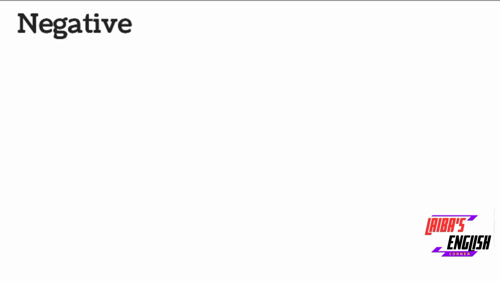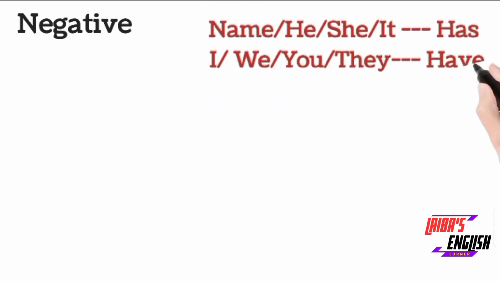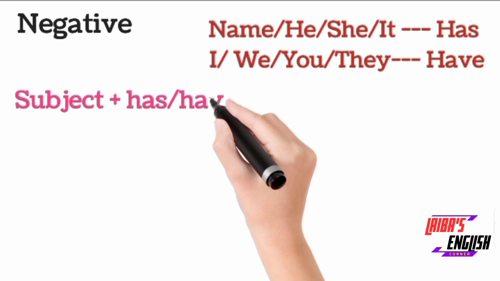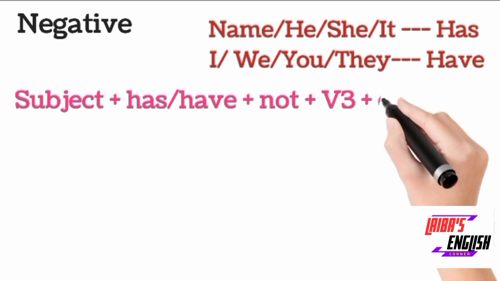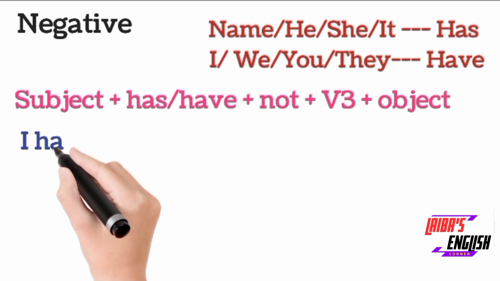After the affirmative, we are going to see the negative of present perfect tense. Remember this small rule in mind, so let's form the structure first. In the structure, we are having a subject. After the subject, we are using has and have. And after the helping verb, we are using not with verb third form plus object.